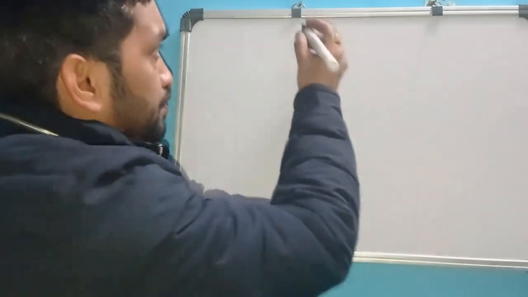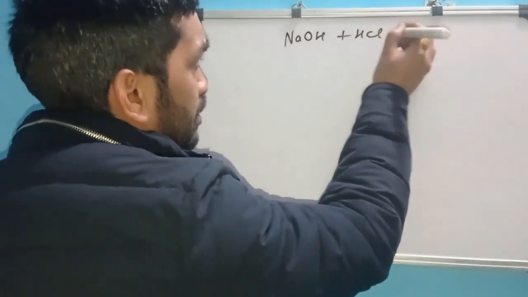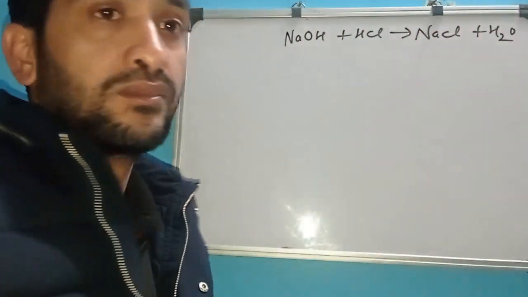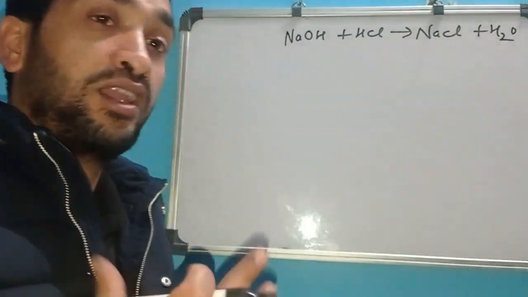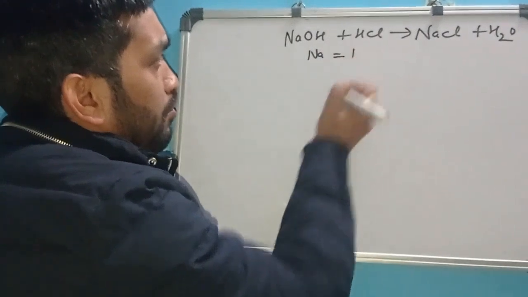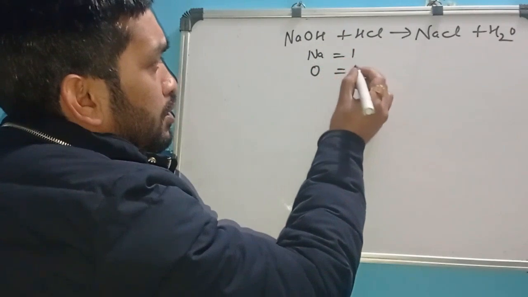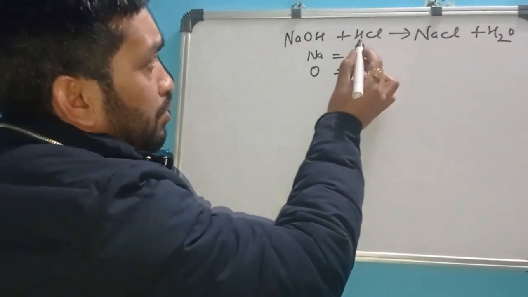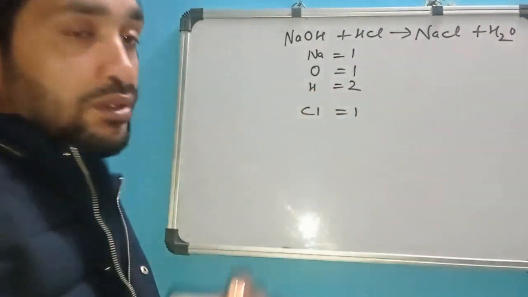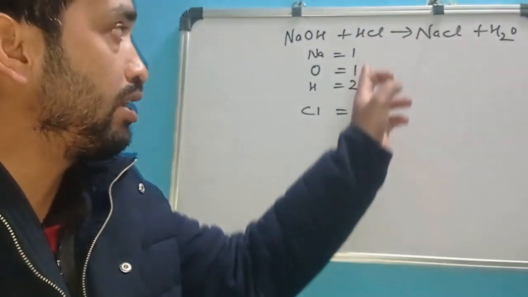Suppose I am giving you a question. NaOH reacts with HCl and gives you NaCl plus H2O. Suppose this is the reaction. What you have to do? Again, LHS and RHS, a different number of atoms. Na is here, how many? 1. Oxygen here 1. So oxygen will be 1. Hydrogen here 1, here 1. So total 2. And chlorine only 1. Do not look at the RHS part. You are only interested right now in LHS because you are counting LHS only.